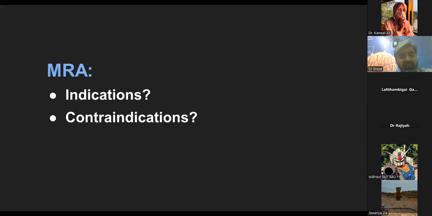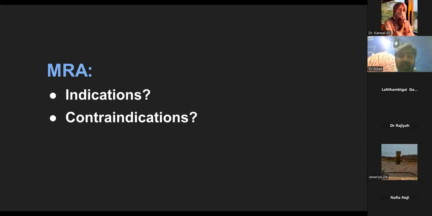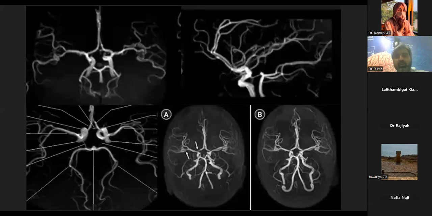So what are the contraindications of MRA? I didn't write the contraindications here because the contraindications of MRA are the same as those of MRI. That's why there's no need to go into detail. Metallic implants, ferromagnetic clips, and different things like that mean we cannot go for MR angiography. If the same contraindications are present as in MRI, we will avoid it. So this is MR angiography.